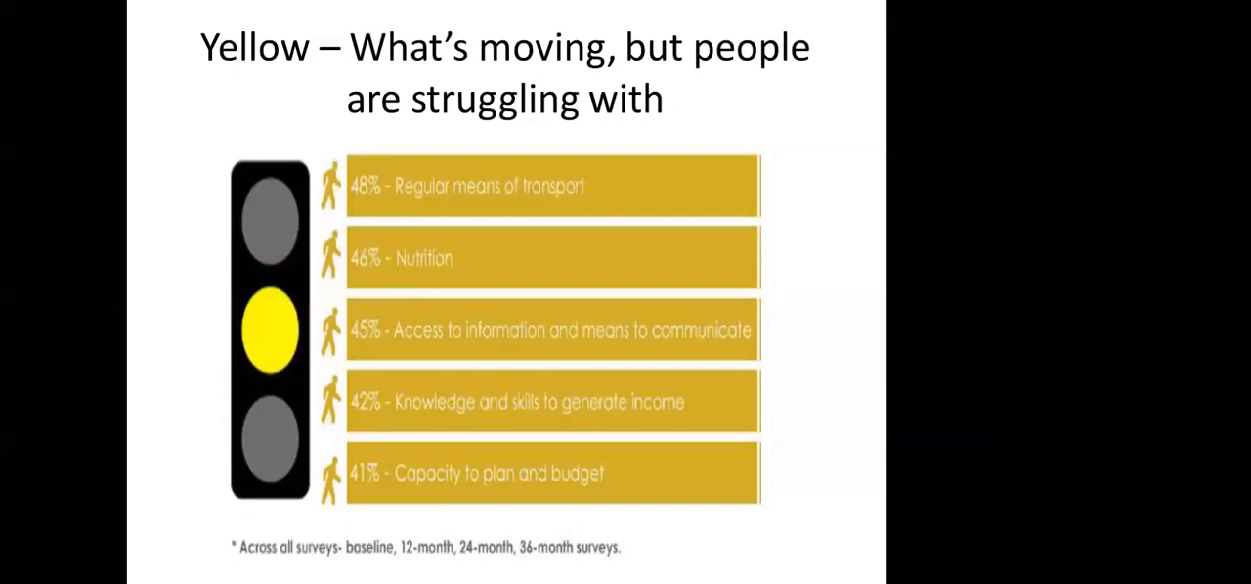All right, so the yellow, the things that they say are moving over the period of time that they are in the survey process. Normally it's 12 months or 24 months or 36 months. But they're still struggling with those types of things. Means of transport. Some of the people, especially in the rural areas or in the nodal areas, struggle with transport, and don't have access to taxis that often. Nutrition is a big gap. There's a lot of people that are saying they eat less than 2 meals a day. Access to information and means to communicate.